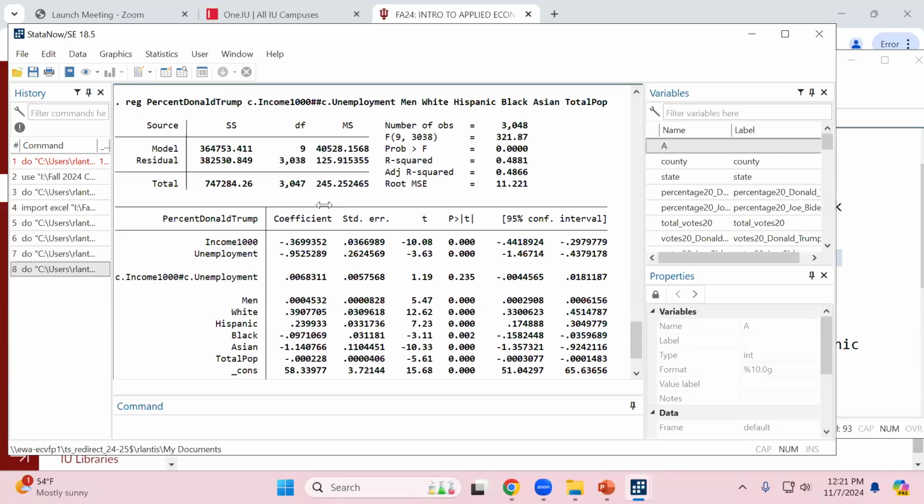Now we could have omitted variable bias here. Oh, sorry. Let me know if that happens again. Sometimes I need to. There we go.